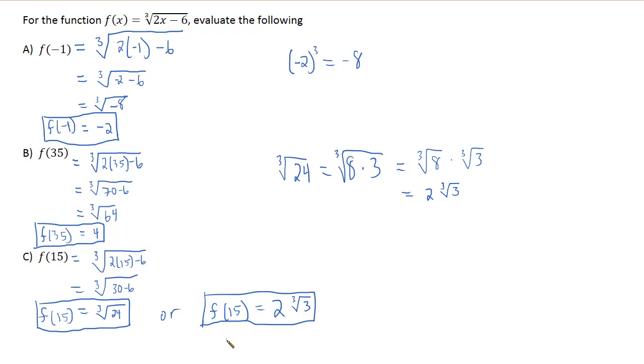Now, of course, I can use a calculator to find an approximation for this. Using a calculator, I can find that f of 15 is approximately 2.8845.